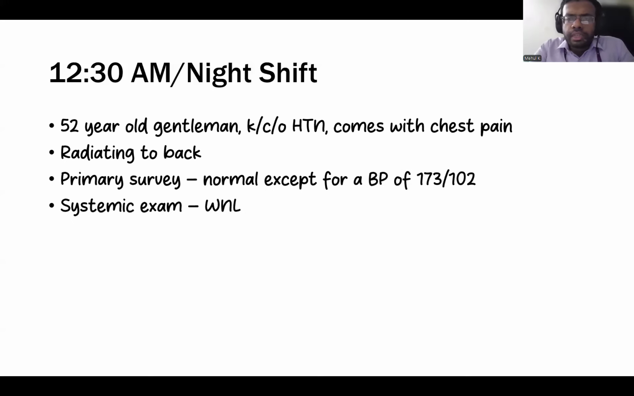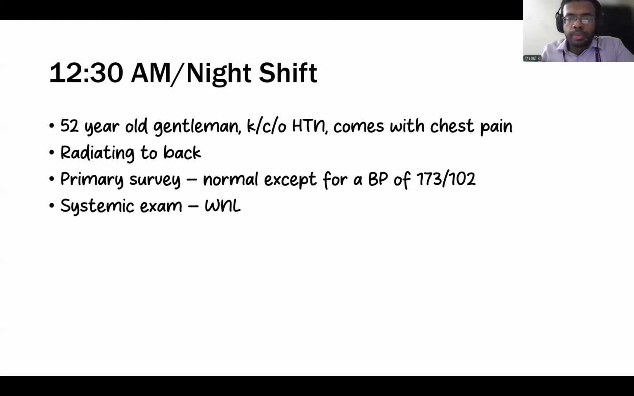So you do a primary survey, and there's nothing particularly wrong there except for a BP, which is kind of elevated, 173 over 102. Just a systemic examination is within normal limits. There is no audible murmur as such that you can appreciate. So what do you do next?